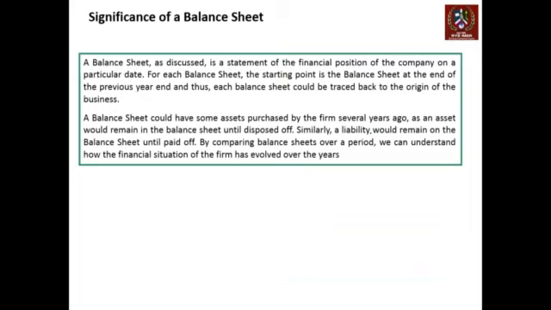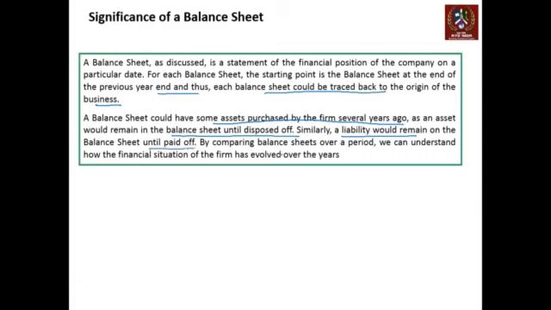Now, what is the significance of a balance sheet? As we close this section, a balance sheet, as discussed, is a statement of the financial position of the company on any particular date. For each balance sheet, the starting balance sheet is at the previous year end, and thus each balance sheet could be traced back to the origins of the business. You can just keep subtracting the P&L and cash flows from each of the years, and you could keep traversing back in time to get the previous balance sheets. Therefore, the balance sheet could have some assets purchased by the firm several years ago that would remain on the balance sheet until disposed of. Similarly, a liability would remain on the balance sheet until paid off.